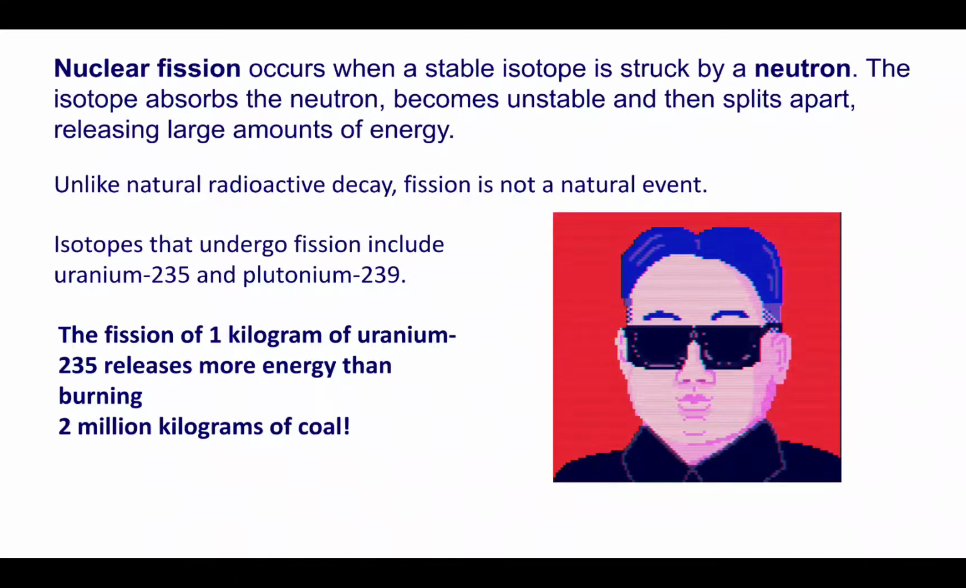The fission of 1 kilogram of uranium-235 releases more energy than burning 2 million kilograms of coal. It's quite stunning. And remember that an advantage of uranium in a nuclear power station is that it doesn't produce any carbon dioxide. It's not renewable, obviously; once the uranium is used, it can't be used again. But it won't contribute towards the heating effect of the Earth.